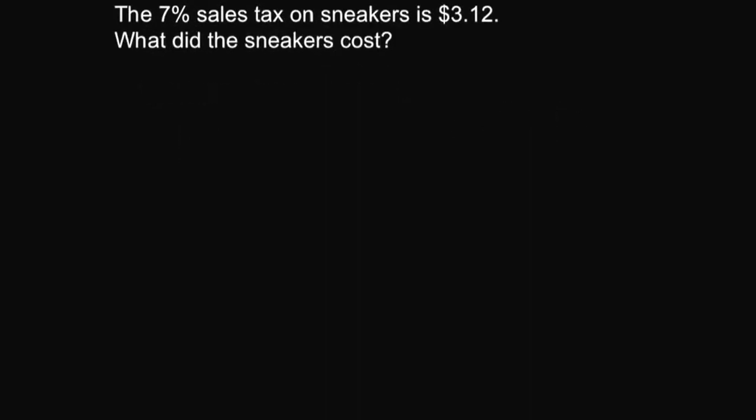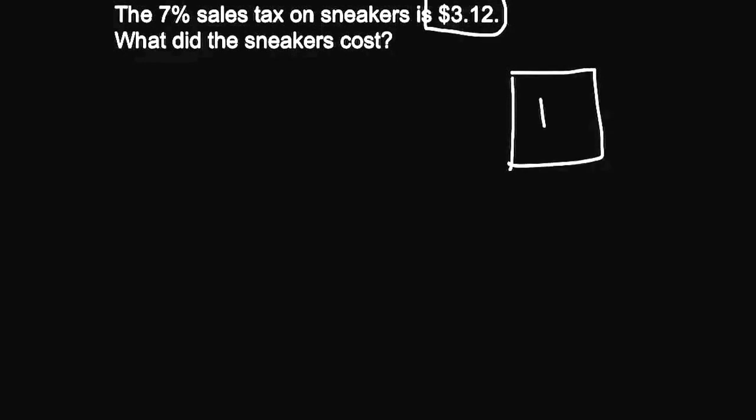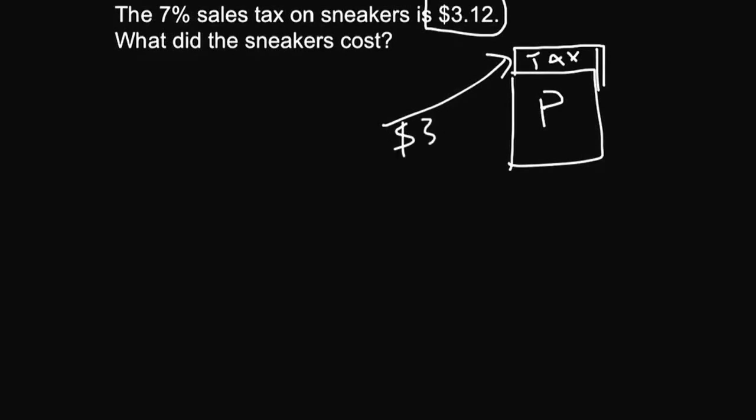For the last example of percent equations, the question is, the 7% sales tax on sneakers is $3.12. What did the sneakers cost? So in this case, you're not being asked what was the retail price or what was the sale price. It's just the tax. So this is just part of the bill. If you have the original amount that you paid, and you added on the tax on top of it, we're saying that amount right there is $3.12.